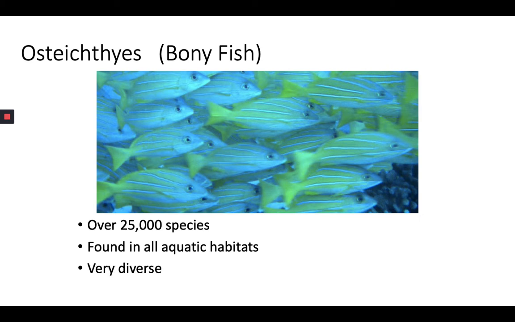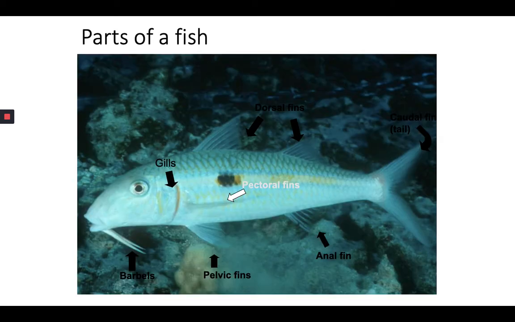They're very diverse. There are very different looks that fish can have, but all in all, you can still tell it's a fish by looking at it. So we're going to look at the parts of a fish so you can recognize the different parts. First off, we have the head, and it has an eye, a very well-formed eye. The gills are underneath the operculum or gill slit.